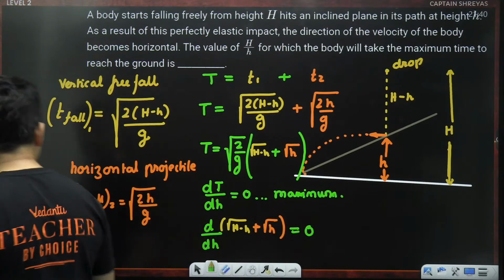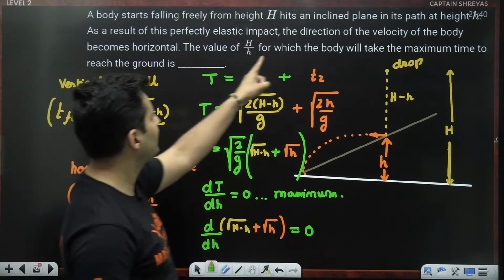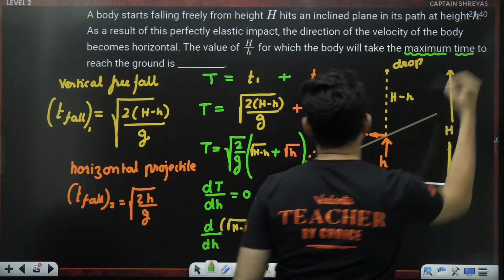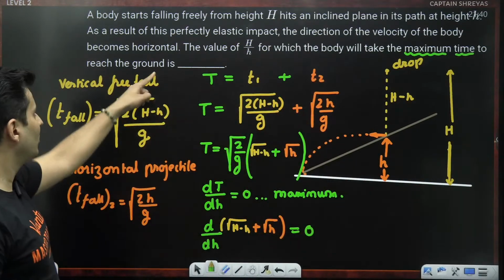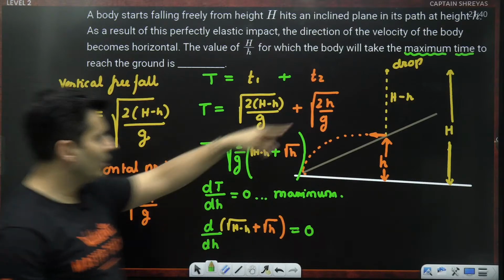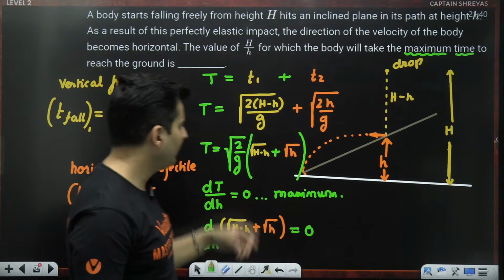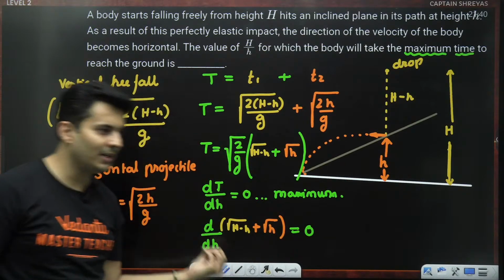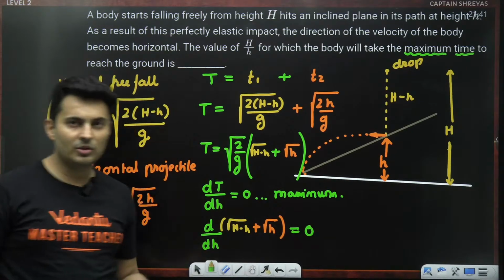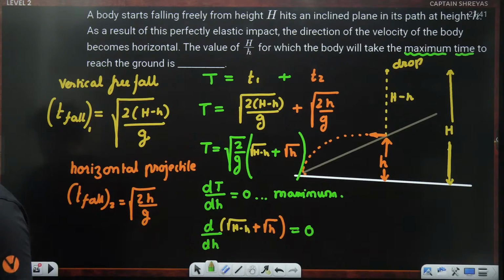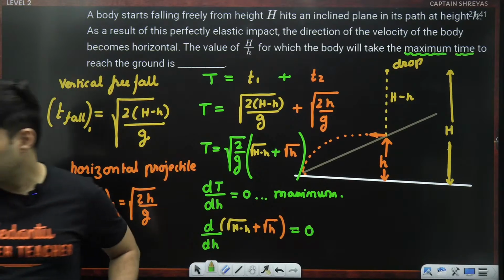Why are we taking time, sir? Because it is mentioned for which the body will take maximum time to reach the ground. So that's why I took the time for this part separately, added the total time, and then I have to maximize it. That means use derivatives concept, maxima, minima, and just equate it to 0. Is that okay, Nikhil? Makes sense? Why we are taking time?